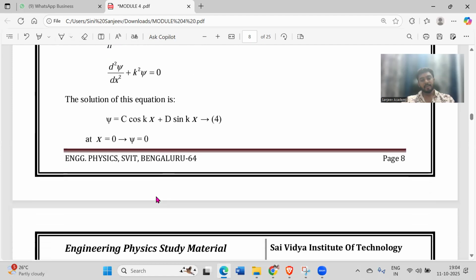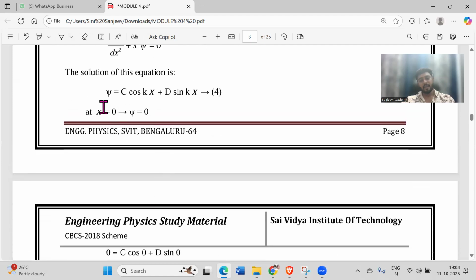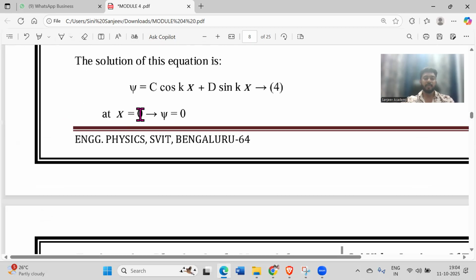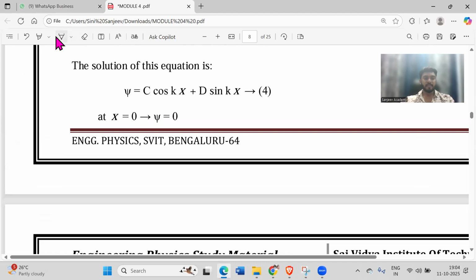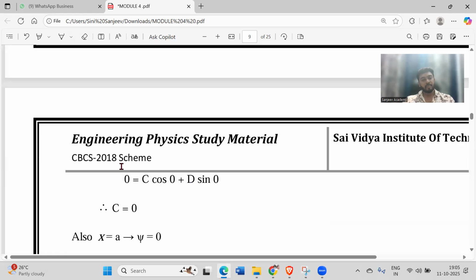So at the condition what? X is equal to 0 and psi is equal to 0. I'll just zoom it here. Yeah. What is the first condition? At x is equal to 0. So what will happen? Sine 0, 0. So this full term is 0. Gone. Correct. And what is cos 0? 1. And what is psi is equal to 0. So what is c value? 0 I'll be getting. 0. Done.